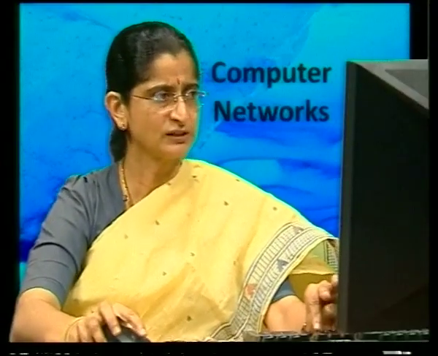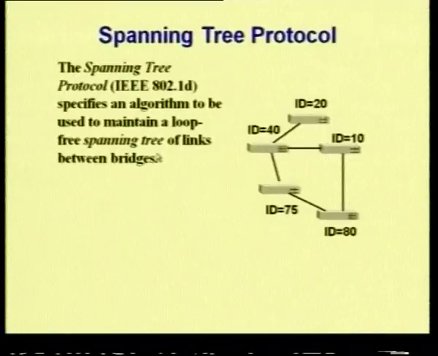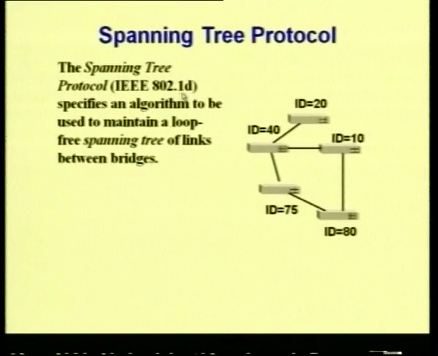So let us briefly look at the spanning tree protocol. The spanning tree protocol is defined by the IEEE 802.1d standard, which specifies an algorithm to be used to maintain a loop free spanning tree of links between bridges. Basically, let us say I have different bridges or switches over here. Each switch is given some kind of an ID, and these switches exchange information between one another to find out which path they should take in order to make sure that they are able to forward packets without getting into this loop problem.